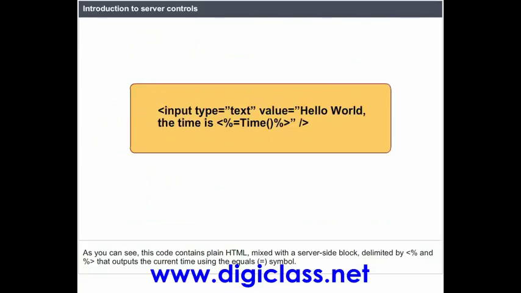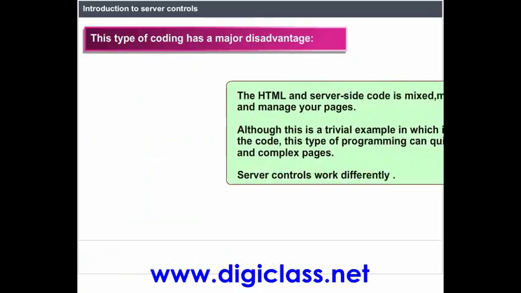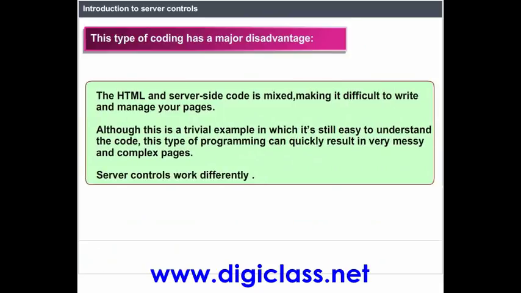To create a text box in these languages, you would use plain HTML and mix it with server-side code. As you can see, this code contains plain HTML mixed with the server-side block delimited by an open tag percentage and percentage close tag that outputs the current time using the equals symbol. This type of coding has a major disadvantage. The HTML and the server-side code are mixed, making it difficult to write and manage your pages. Although this is a trivial example in which it's still easy to understand the code, this type of programming can quickly result in very messy and complex pages.